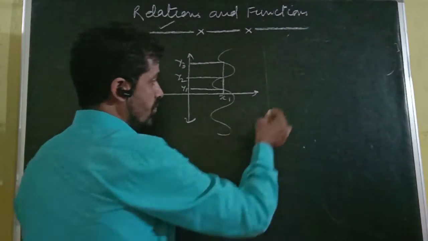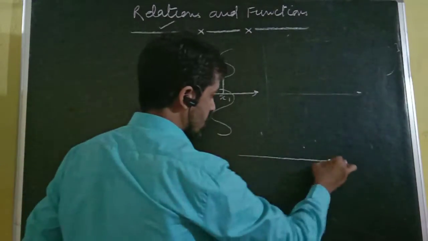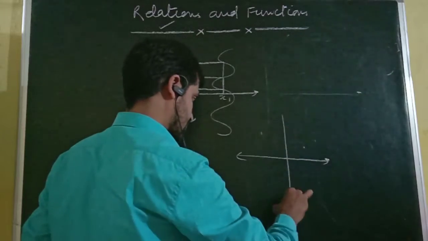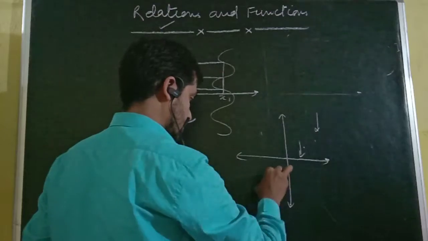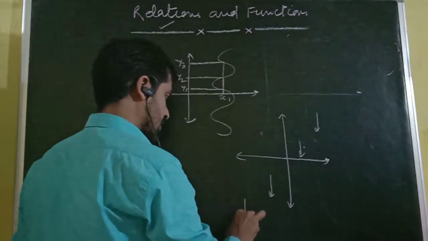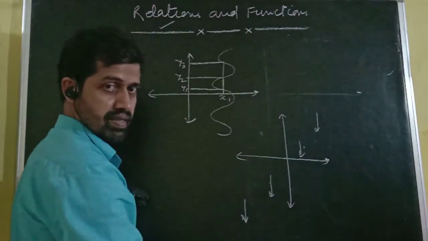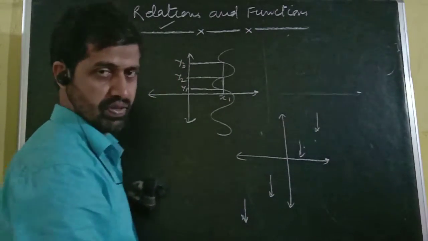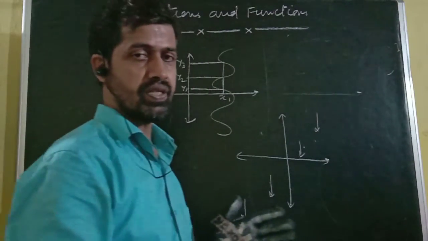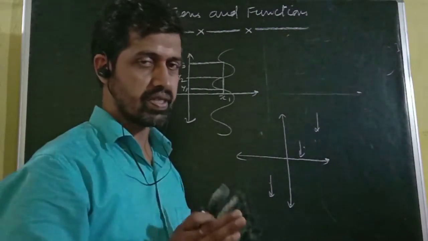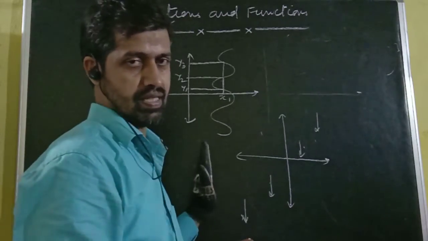I can draw one more, or we will discuss one more that will make your concept clear. Let us draw this kind of graph. So this is again parallel to the y-axis. Parallel to the y-axis, it is not the graph of a function. Hope it is clear. This way we can draw the graph of a function. So the graph of a function is never ever parallel to the y-axis.